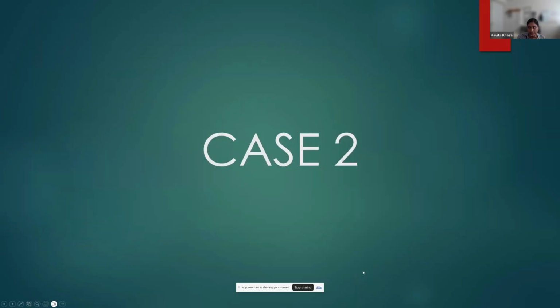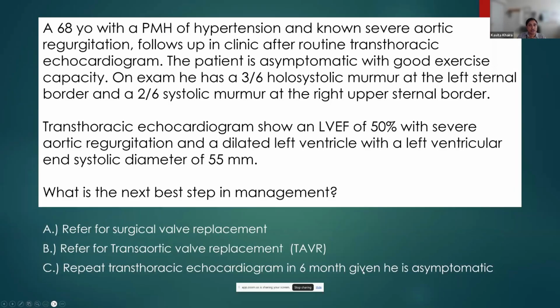All right, so case number 2. A 68-year-old with a past medical history of hypertension and known severe aortic regurgitation follows up in clinic after a routine transthoracic echocardiogram. The patient is asymptomatic with good exercise capacity. On exam, he has a 3 out of 6 holosystolic murmur at the left sternal border and a 2 out of 6 systolic murmur at the right upper sternal border.